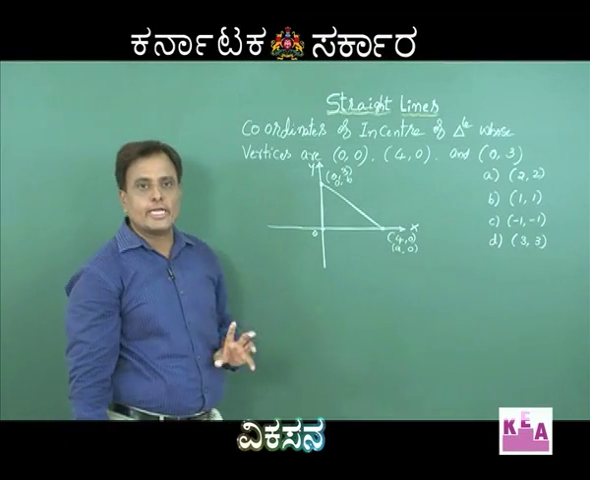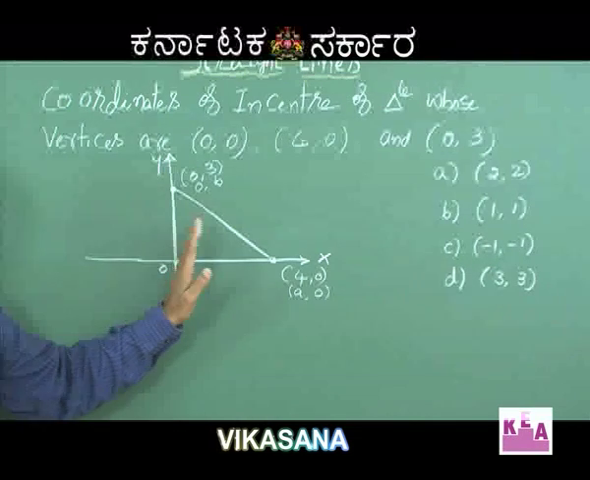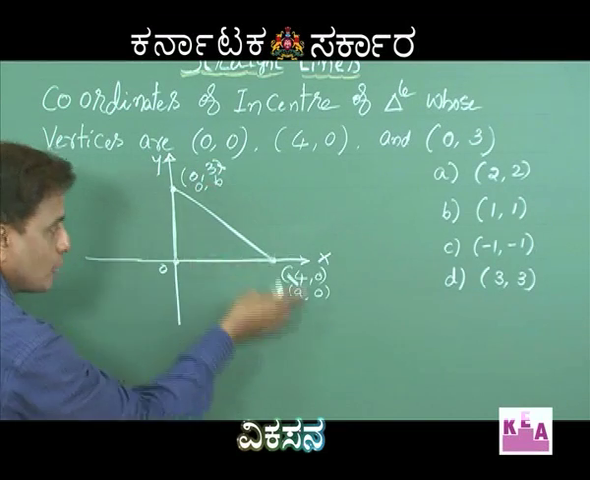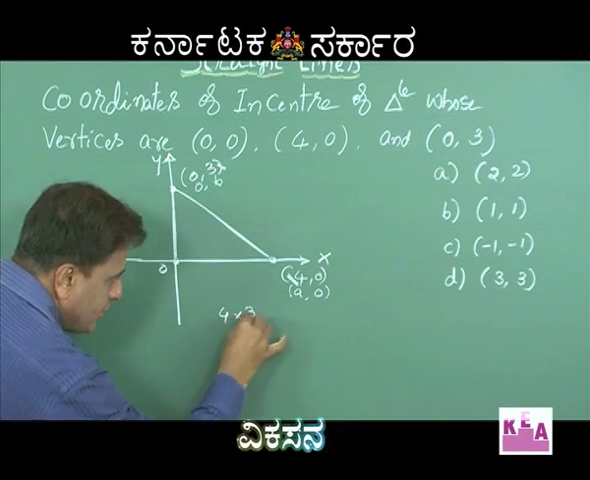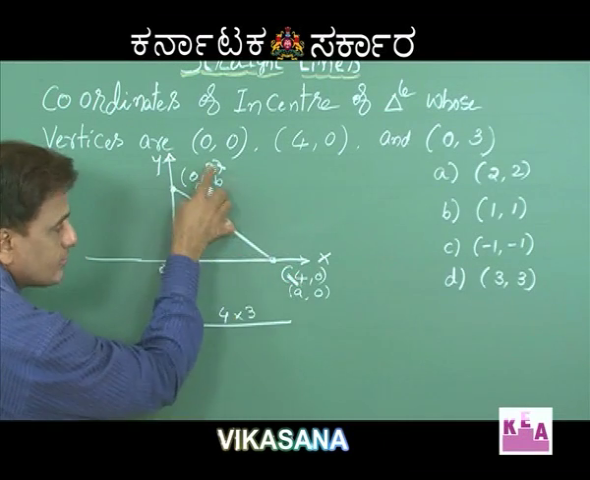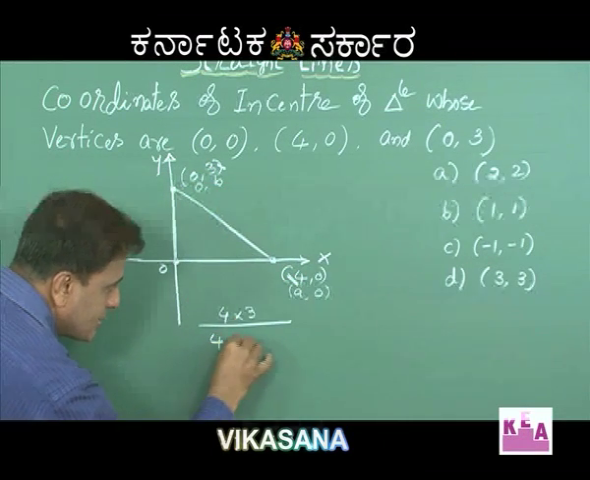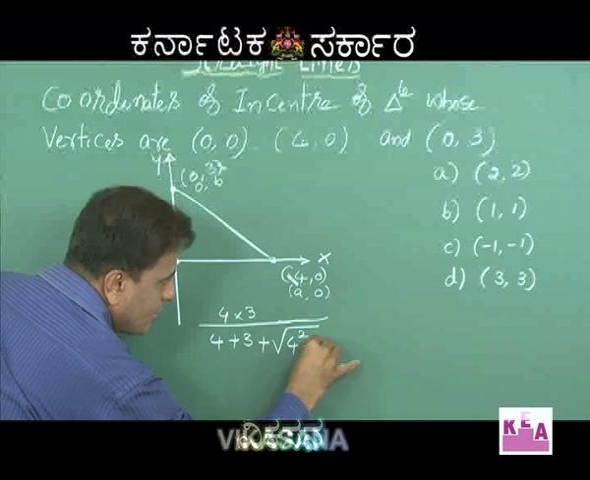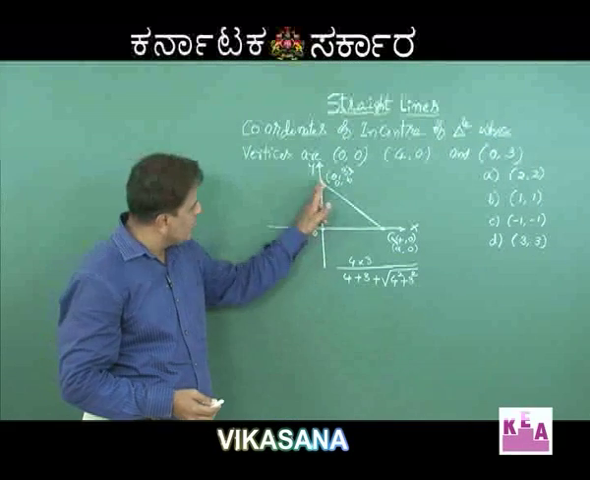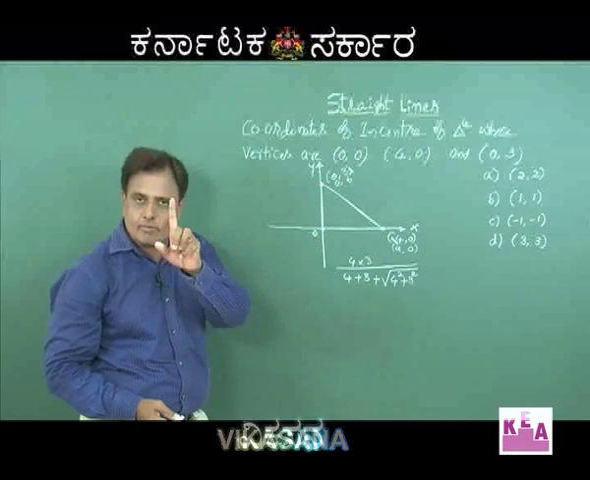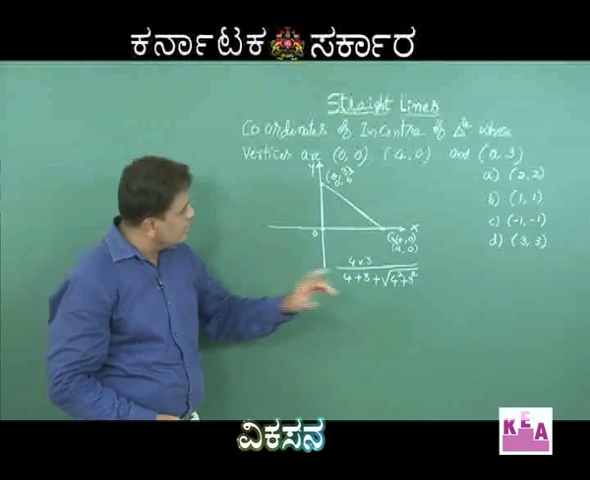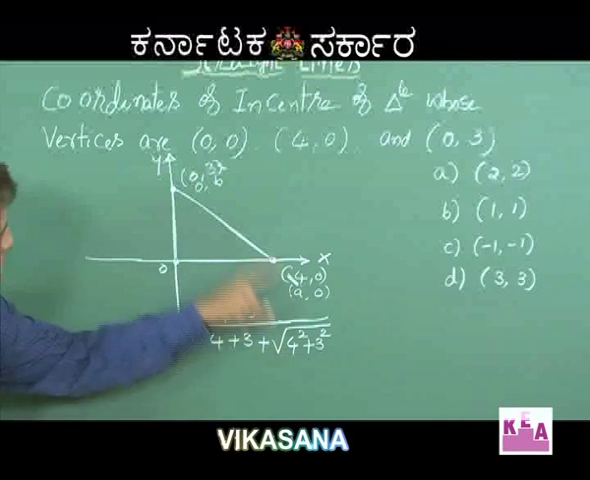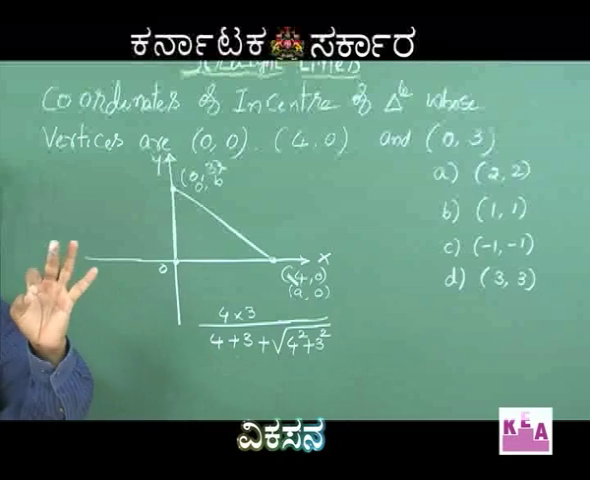Observe the options. In the options, both x coordinates and y coordinates are equal. So I'll tell you a small, very simple technique. What we are going to find is the product of these coordinates, 4 into 3, divided by the sum of A and B, that is 4 plus 3 plus the square root of 4 square plus 3 square. As we know, the coordinates of the incenter, both x and y, are equal. That simple technique: always the product of A and B divided by the sum of A and B plus the square root of the sum of squares of A and B.